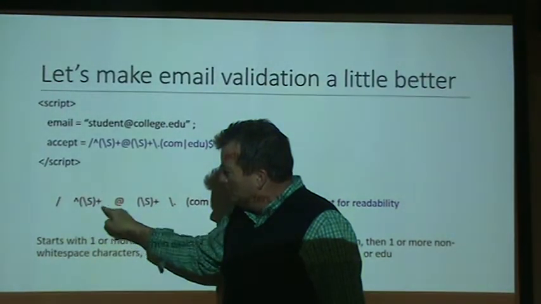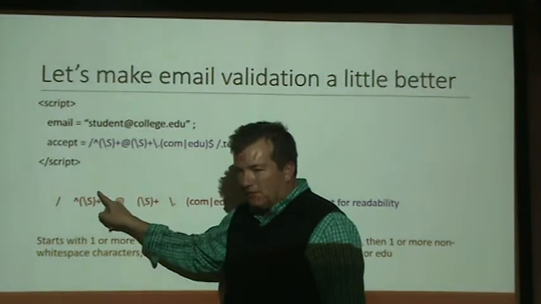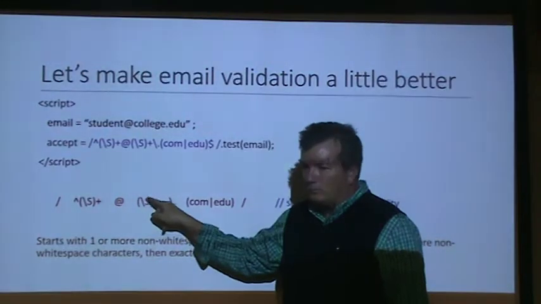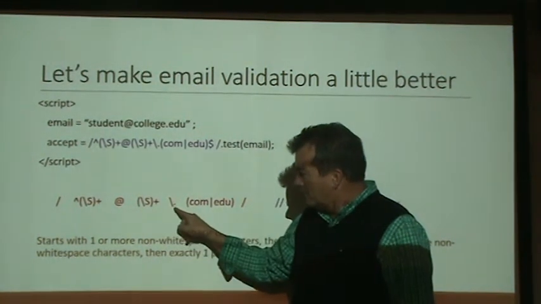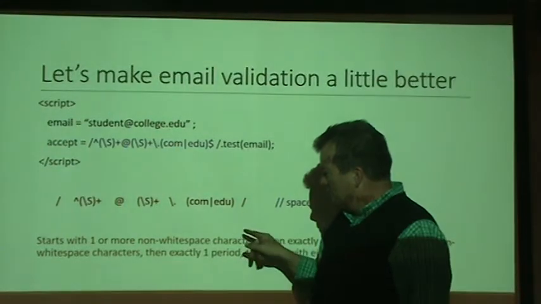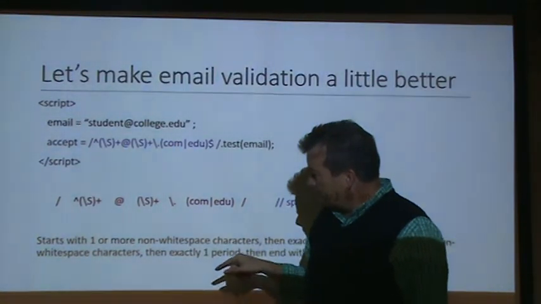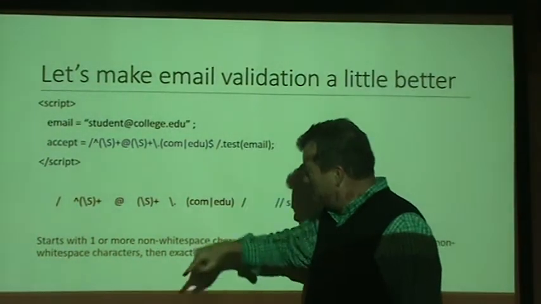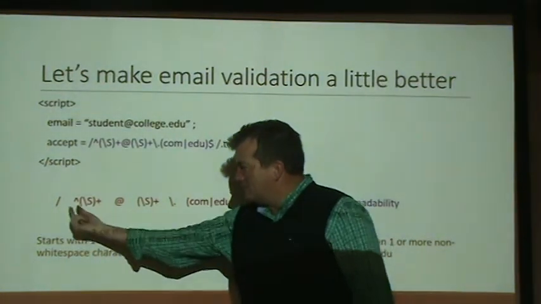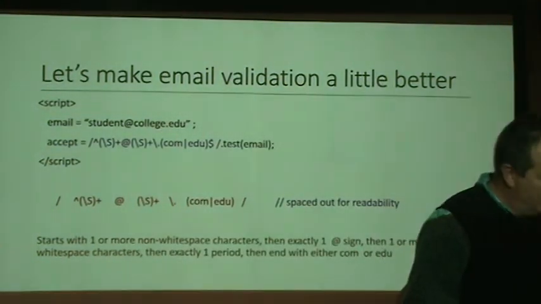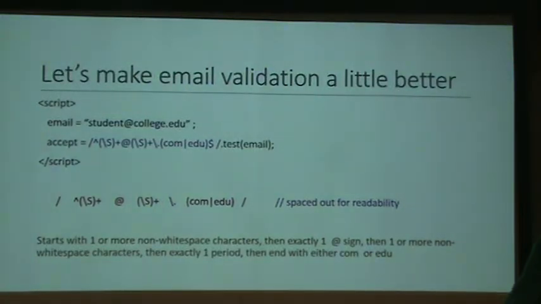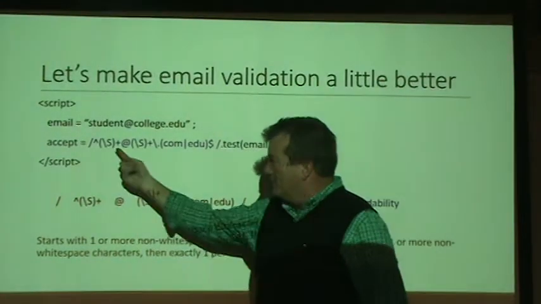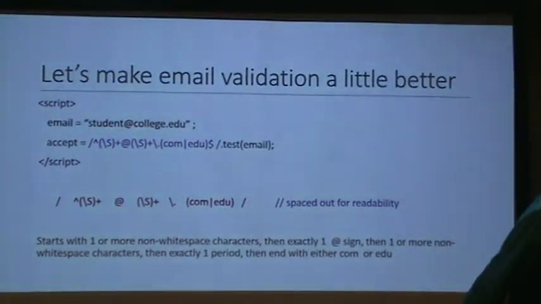It must begin with at least one regular non-blank character, must be an @ sign, must be followed by at least one non-white space character, must have a period, and then must end in .com or .edu. And that's the end of it. Okay. So I spaced this out for readability, but you're not allowed to do that. You have to put these together, otherwise now you're accepting blank spaces in your regular expression. So what you want to get good at is reading something like this and knowing, oh yeah, I can see what's going on. Okay.